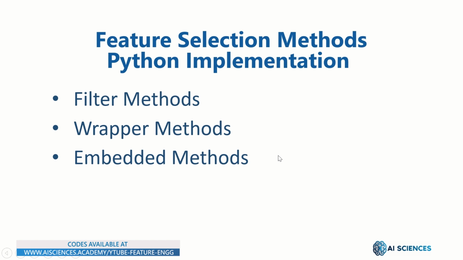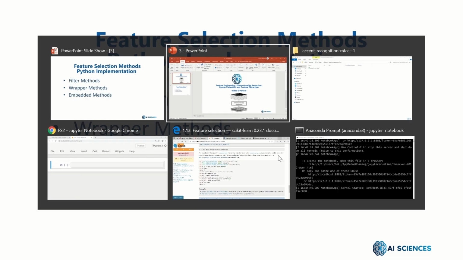In this video, we are basically going to do the hands-on Python examples of all these methods, just a very few and simple examples on real data, that is, accent recognition data. I have downloaded that data from the UCI machine learning repository. That data was uploaded very recently, in 2020. So let's go to Python and practice filter methods, wrapper methods, and embedded methods.